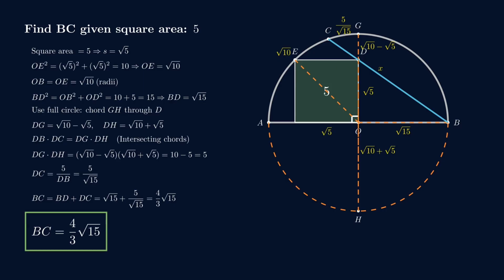So from just knowing that the square's area is 5, we were able to find the radius, compute BD, use intersecting chords, and find BC.